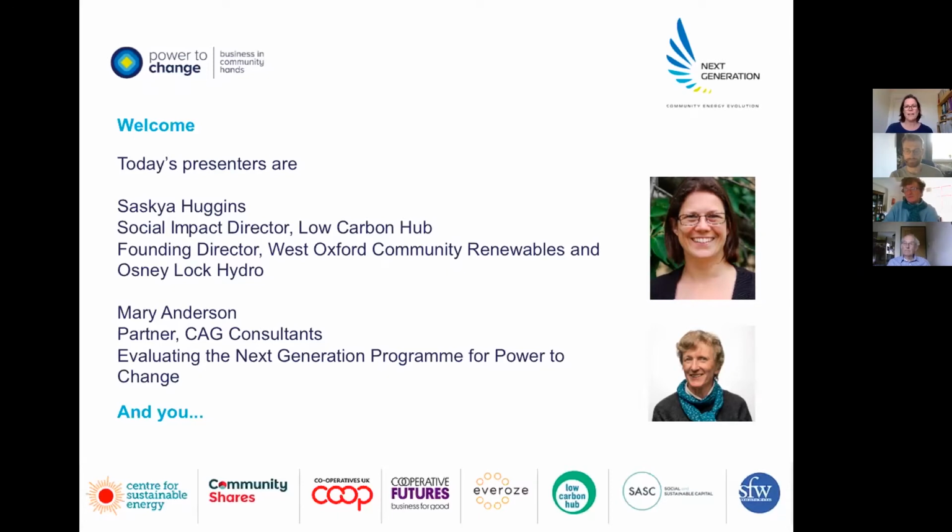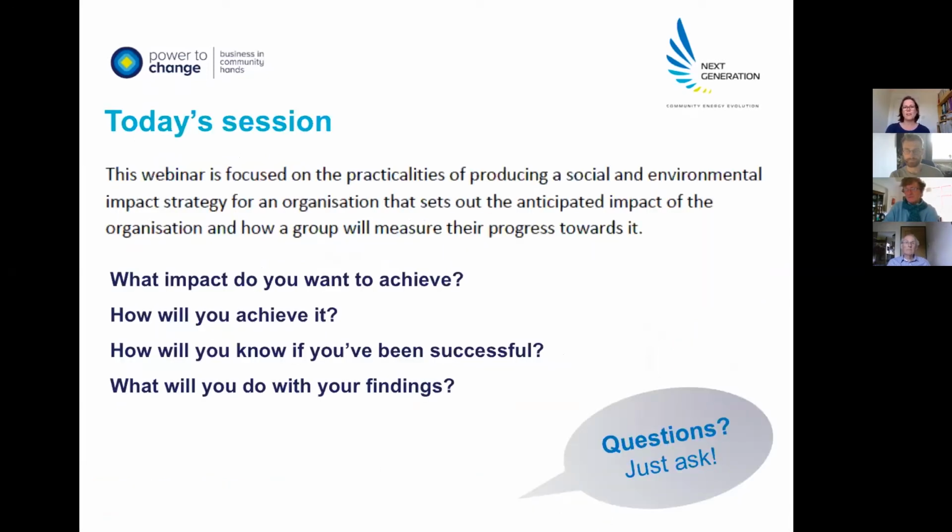Today's session, as Graham said, is really focused on producing a social and environmental impact strategy for your organisation. And it's divided into 4 sections, thinking about the impact that you want to achieve as your organisation, how you might go about achieving that, how will you know if you've been successful, and then what you do with those findings. If you've got questions, please use the chat as we go. Graham's going to be monitoring that for me, and if there's anything that I've not been very clear about or where I've used an acronym, he'll ask me straight away. Otherwise, we've got 4 points at the end of each of those sections where we can really dive into any outstanding questions in more depth.